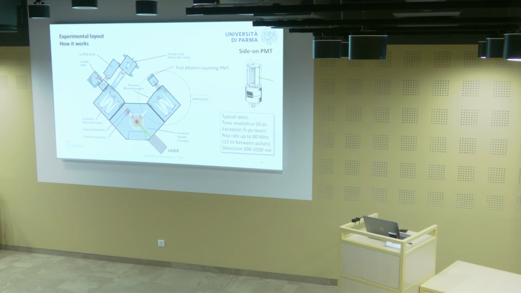Typical specs: resolution is in the 50 picoseconds range, and excitation can be in the picoseconds. If you have a Ti:sapphire laser, you can get femtosecond excitation. The repetition rate of the pulses can be up to 80 megahertz, but be aware that if you are shining very fast, you cannot measure long-lived intermediates, because 12 nanoseconds is very short. And I will show you an example where you need at least 100 nanoseconds.